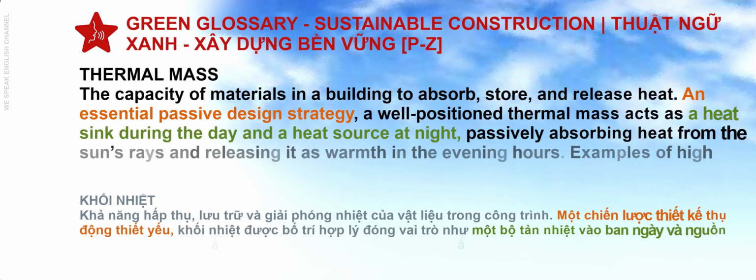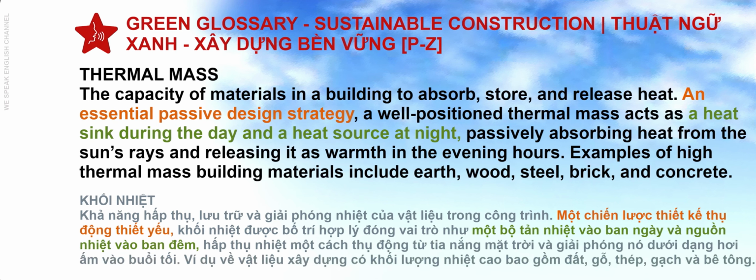Thermal mass. The capacity of materials in a building to absorb, store, and release heat. An essential passive design strategy, a well-positioned thermal mass acts as a heat sink during the day and a heat source at night, passively absorbing heat from the sun's rays and releasing it as warmth in the evening hours. Examples of high thermal mass building materials include earth, wood, steel, brick, and concrete.